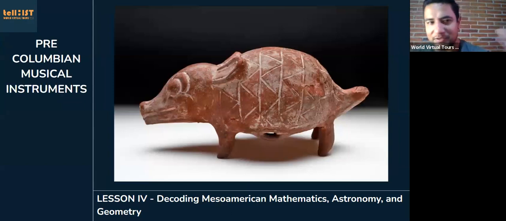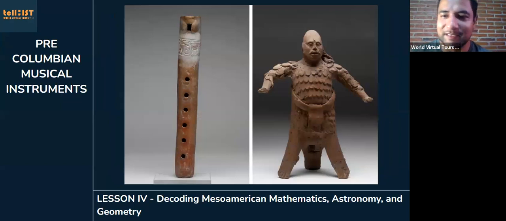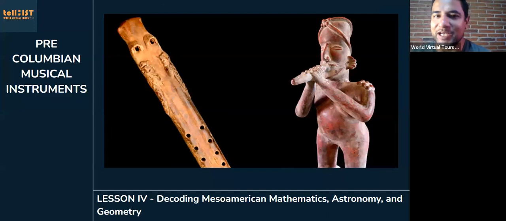Okay, just to consider other knowledge related to mathematics at the end, there are the musical instruments. Here we have only some samples of the pre-Columbian musical instruments: flutes, drums. The flutes were the most popular and had many different shapes.